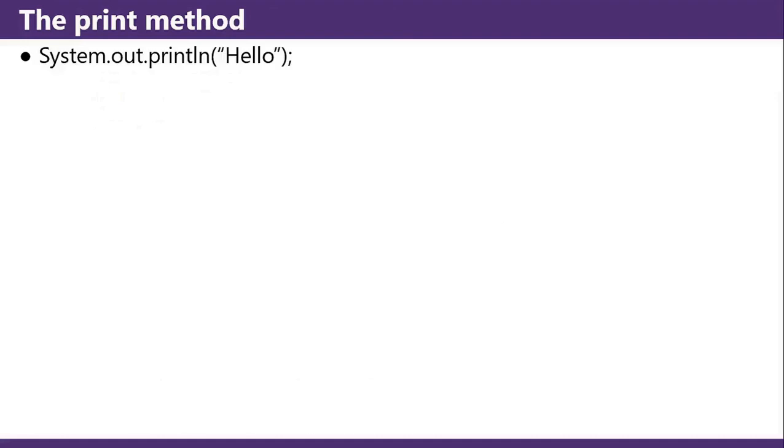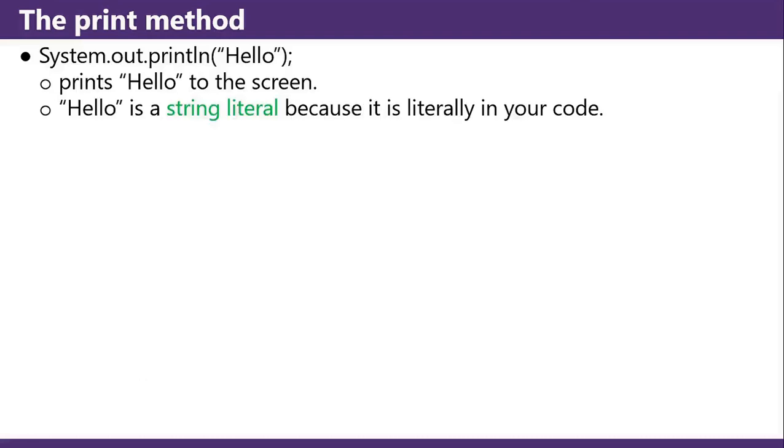The print method, System.out.println("Hello"), prints Hello to the screen. Hello is a string literal because it is literally in your code. There's a semicolon at the end of the line.